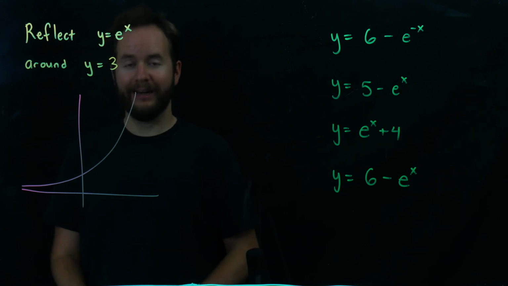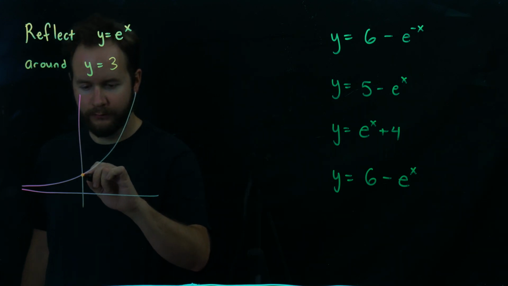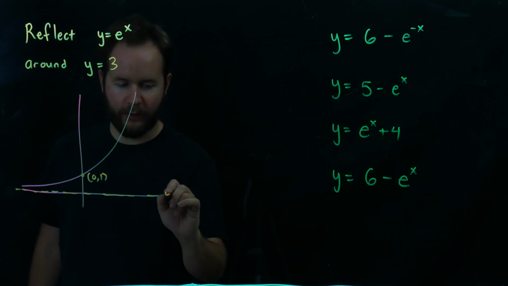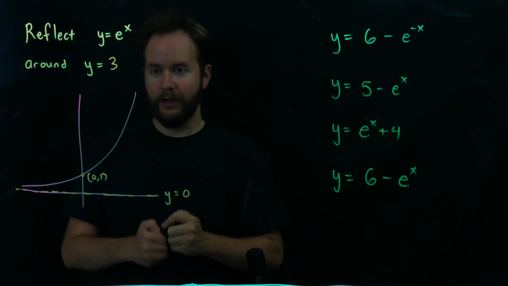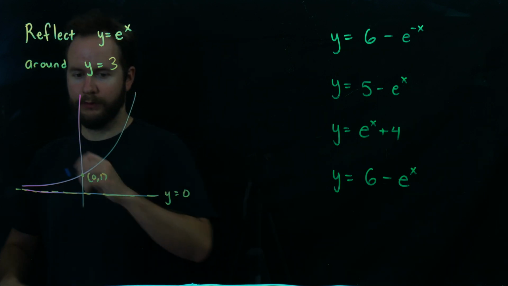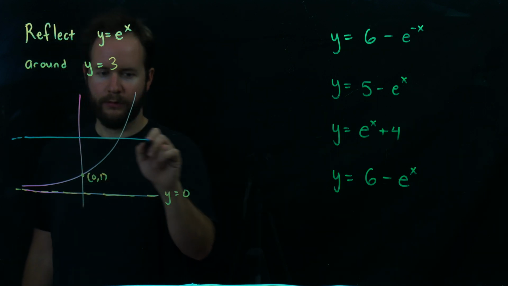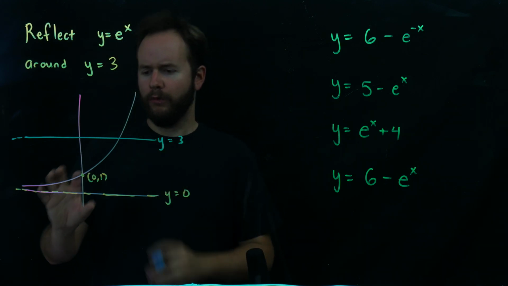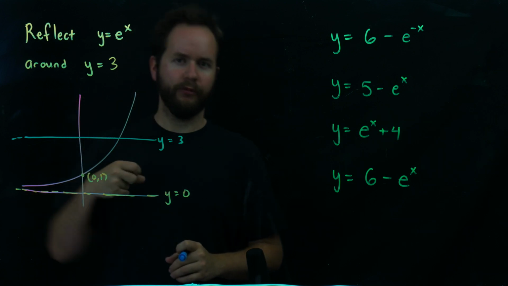One thing to remember about e to the x is that it always passes through 0, 1 and has a horizontal asymptote of y equals 0. Now, here I'm going to draw the blue line y equals 3.